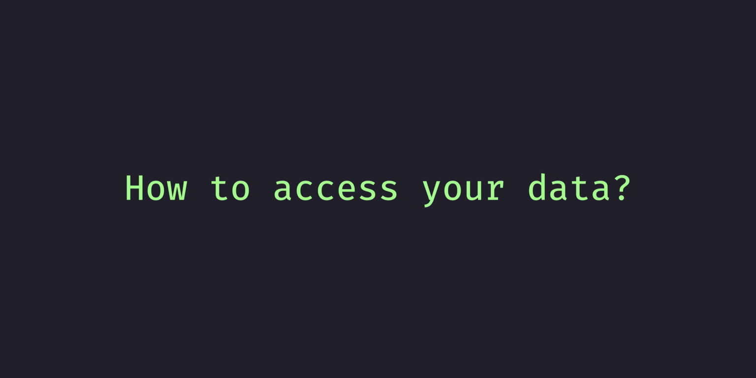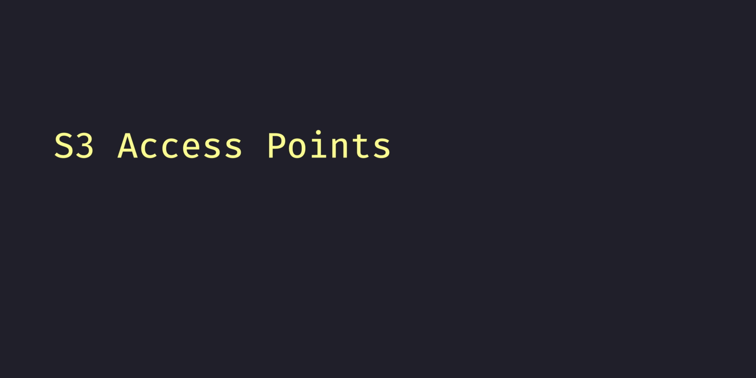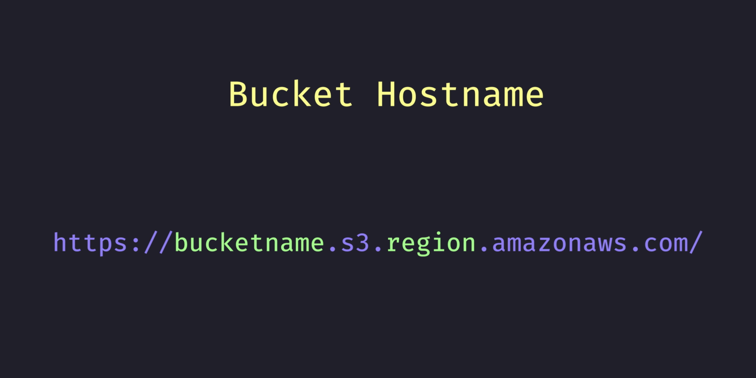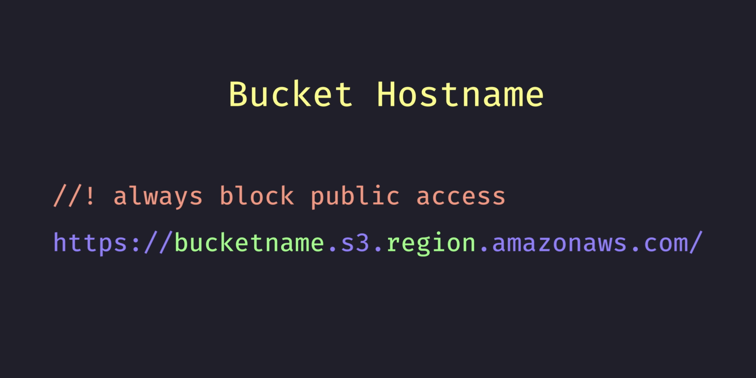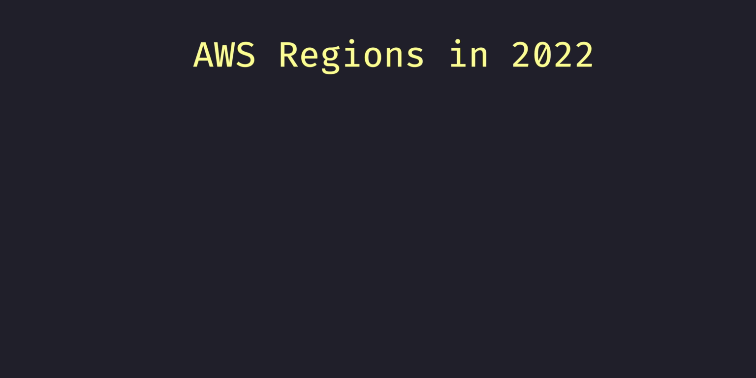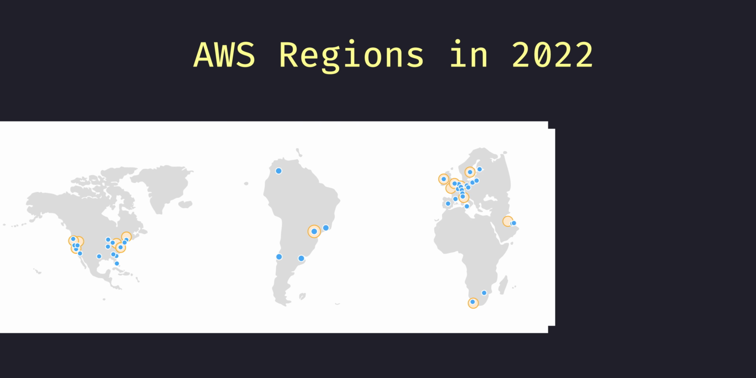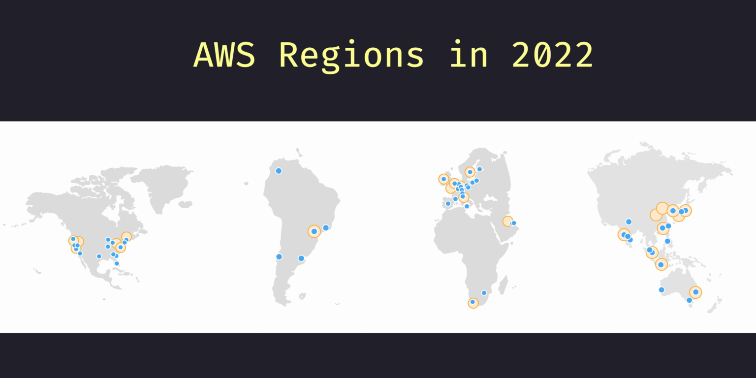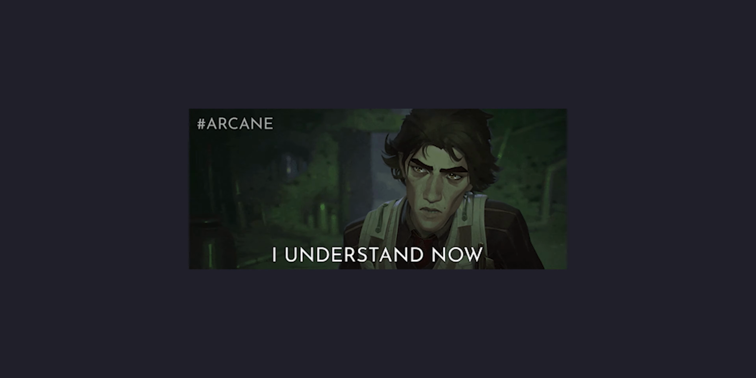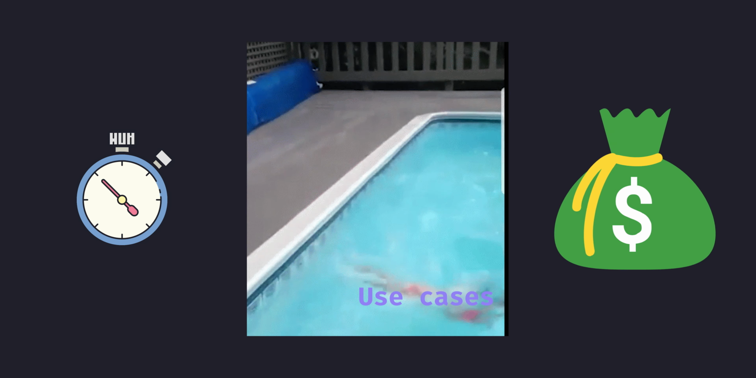To access your data, there are many ways, with the most common two being through S3 access points and through the bucket hostname. Hostname is represented as a string here. You can see it's best practice to always block public access, considering you only need the bucket name and region in order to access S3. As of 2022, there are 25 regions ranging from North America to Asia Pacific to ensure the best connectivity from anywhere around the globe. With basic knowledge about S3, now we can go into the details of different use cases where we can leverage S3 to save us time and money.